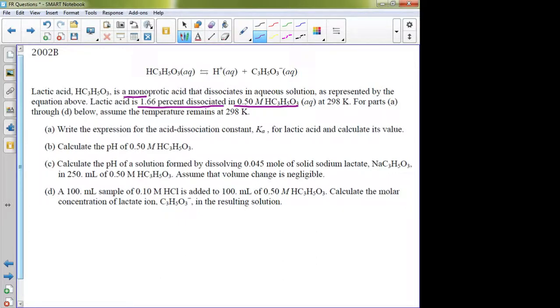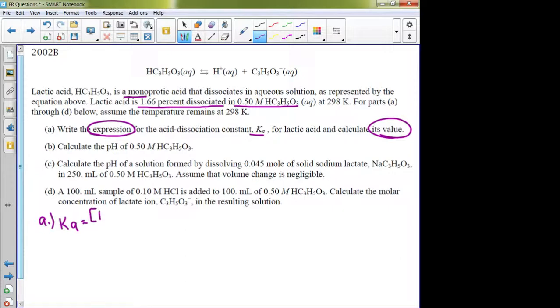Okay. A says write the expression for the acid dissociation constant Ka for lactic acid and calculate its value. So I want an expression and I want the value of Ka. If you get nothing else right on the AP exam, I hope at this point you can write an equilibrium expression. Okay, so let's start with A. Can I write the equilibrium expression for this? Ka is equal to what?